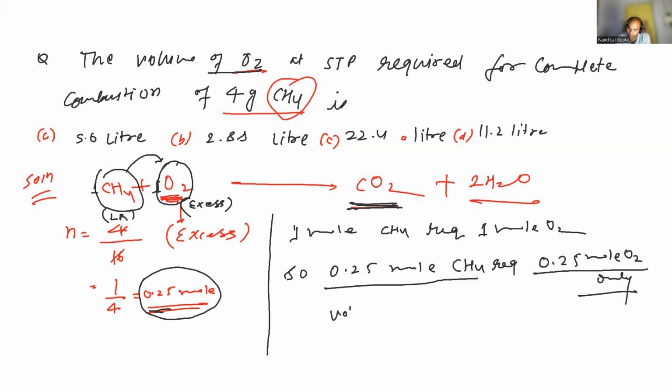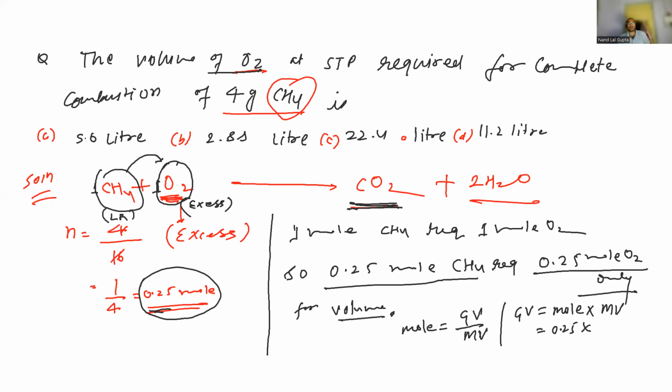Now you go for the volume. What can we do for the volume? Nyasa, can you tell me what we can do for volume if you know the steps? So moles is equal to given volume upon molar volume, right? So here I am calculating the given volume. That is mole into molar volume. Mole is equal to 0.25. How much is the molar volume, Nyasa? Can you please tell me?